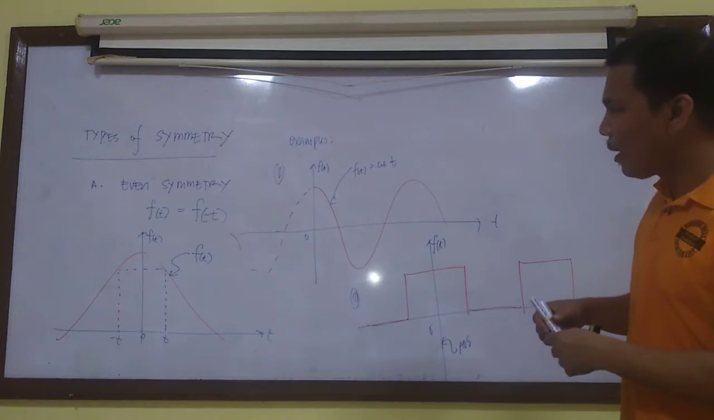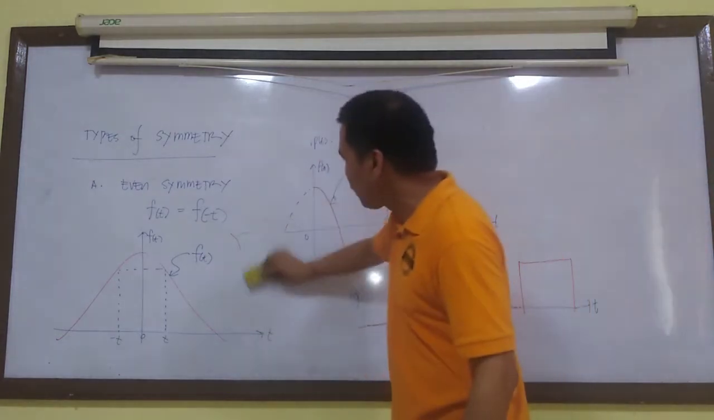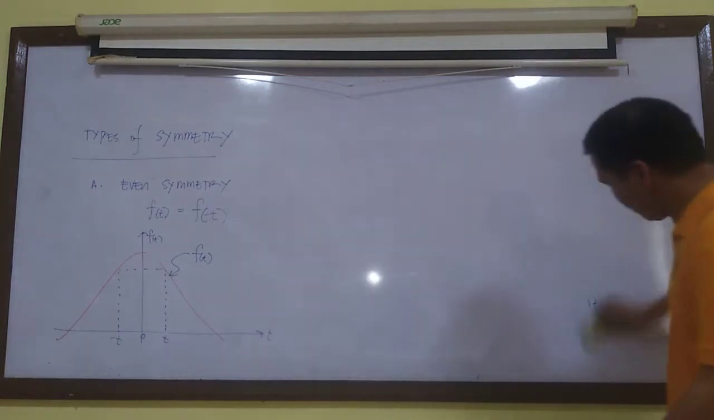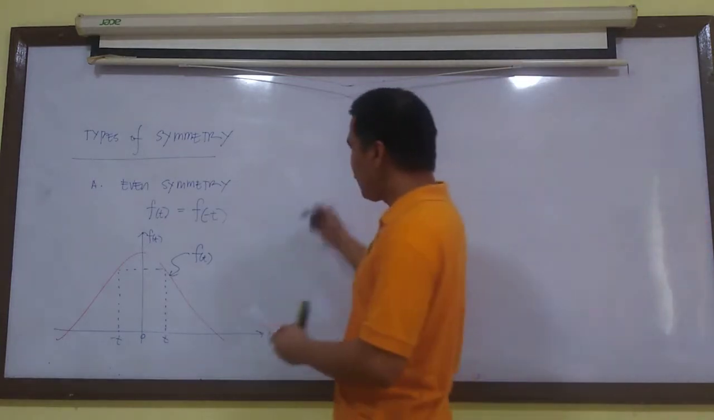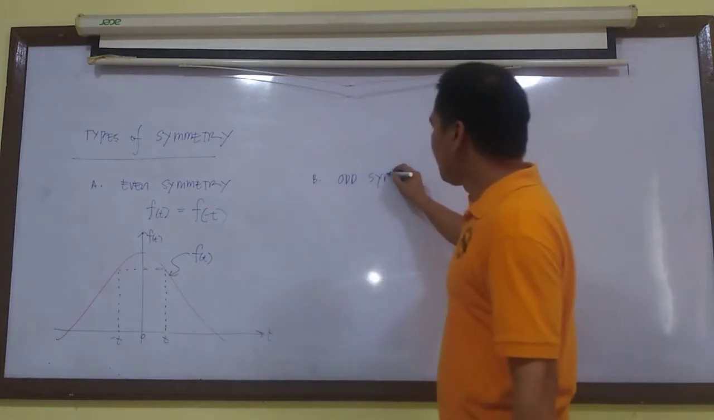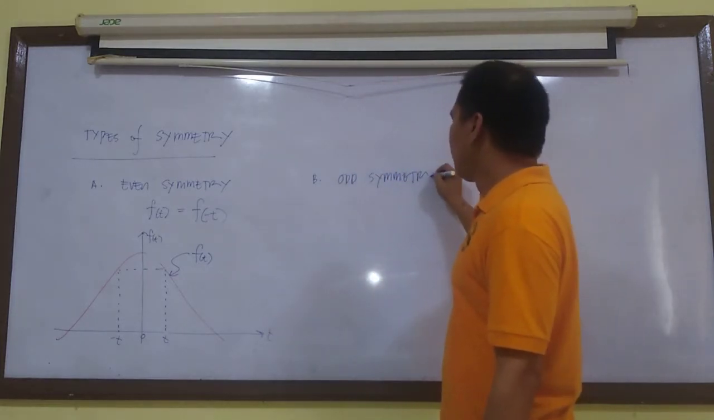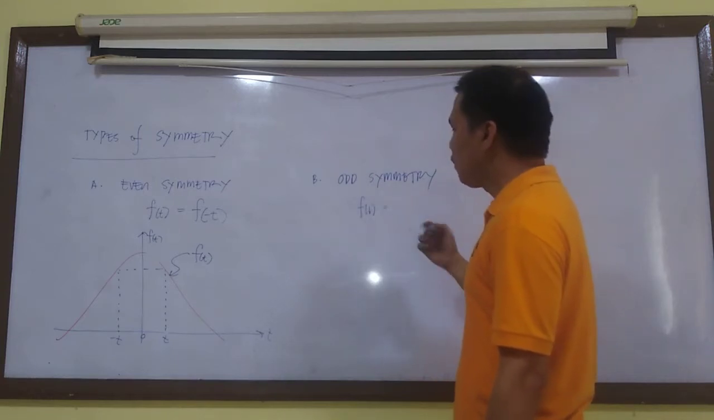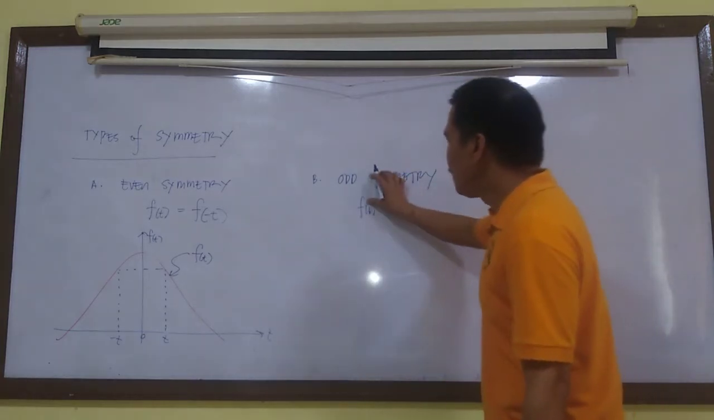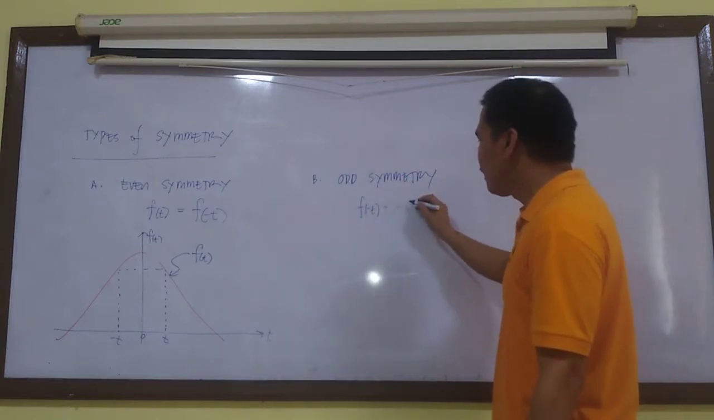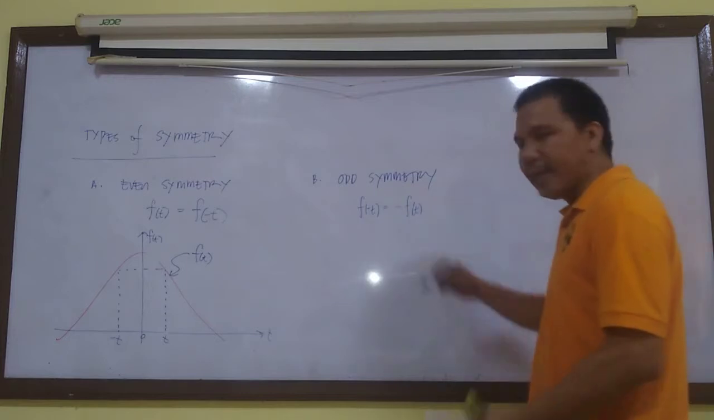What about your odd symmetry? So I can erase this part first. For the odd symmetry, when we say odd symmetry, your function of negative t is equivalent to the negative of function of t.